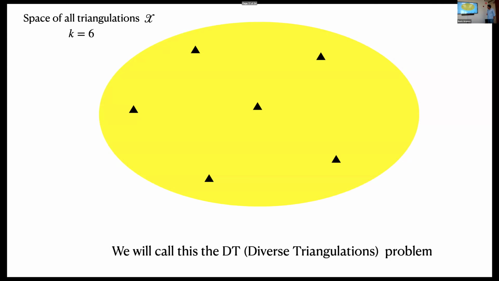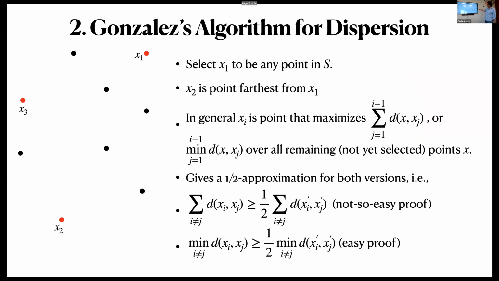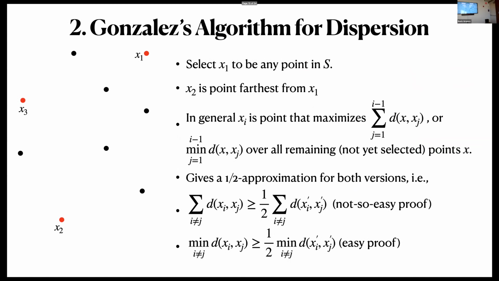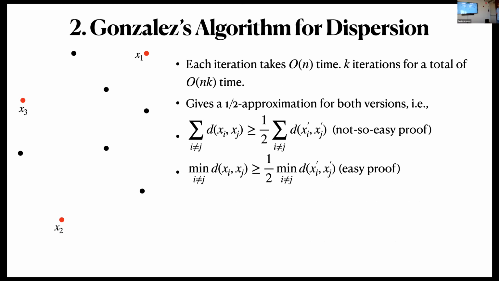So the first question is, why can't we just use it for our diverse triangulations problem? I just told you this, the problem of dispersion is precisely given n points in a metric space, find k points that are far away, and the running time is n times k.